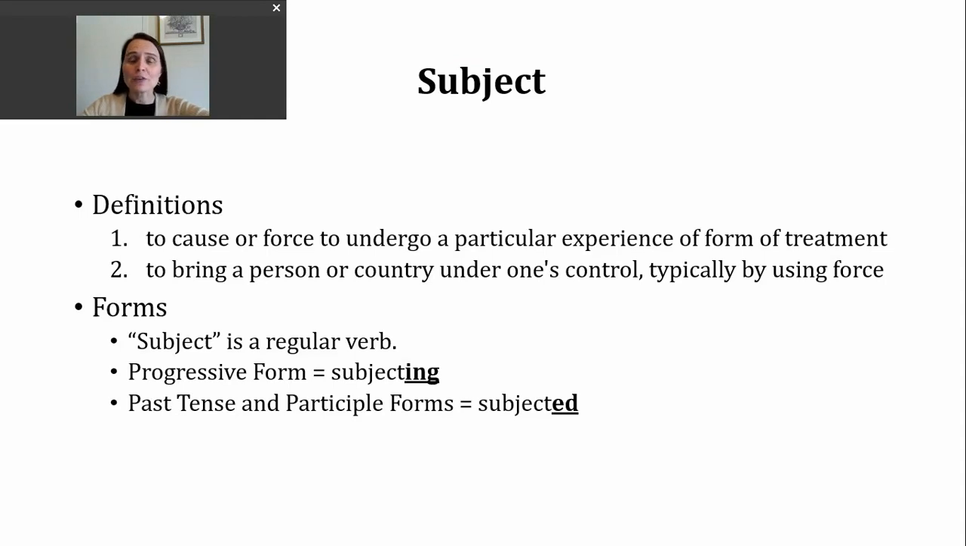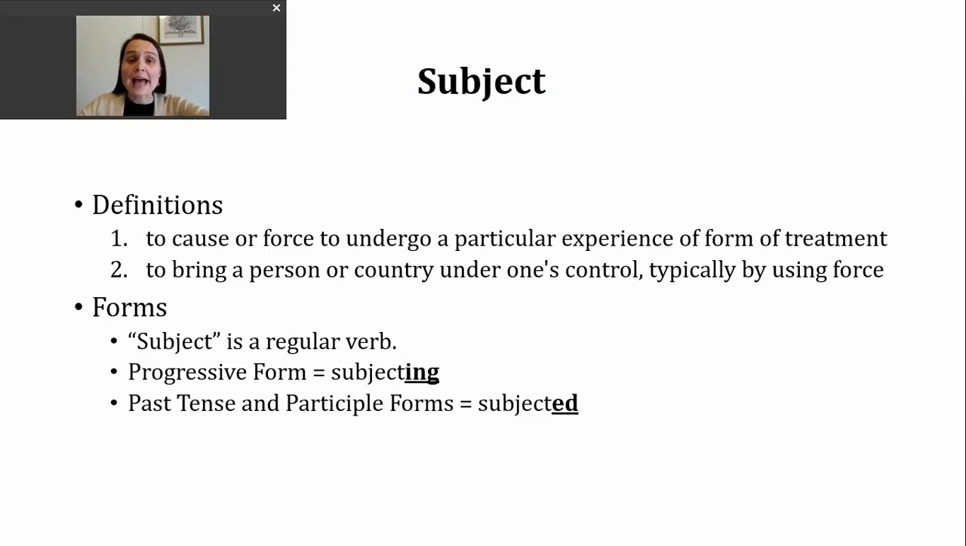A second way you might hear subject used is to mean to bring a person or a group of people, like an entire country, under one's control, and typically this is done by force. This second definition might be something you encounter if you're studying history or reading historical types of accounts and literature.